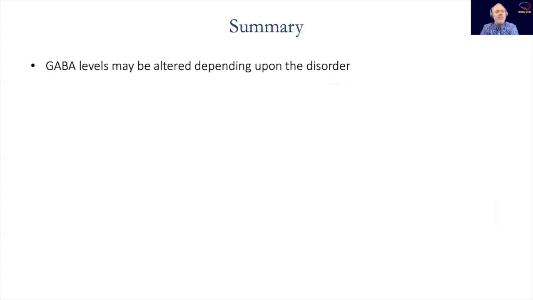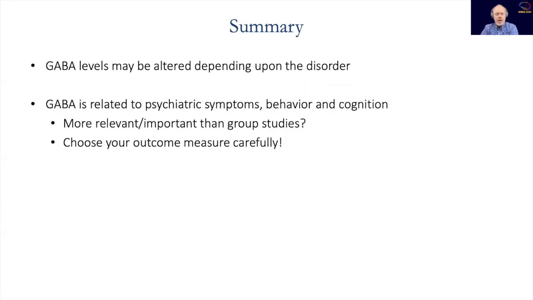So to summarize, GABA levels might be altered depending on the condition that we're studying, and we need to often have a good mechanistic basis of looking at this. Studies have shown that GABA can be related to psychiatric and clinical symptoms, as well as behavior and cognition. We showed this in autism, people have shown this in depression and in schizophrenia. And this is probably more relevant than group studies where we're looking at simple group differences because they don't tell us at the individual level, which is where we need to come towards. But we need to make sure we choose our outcomes very carefully.